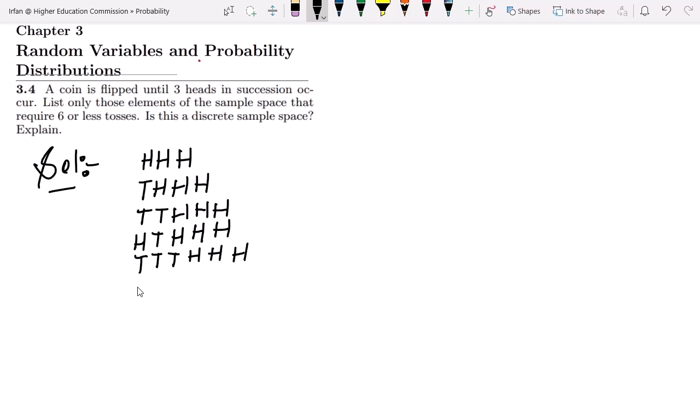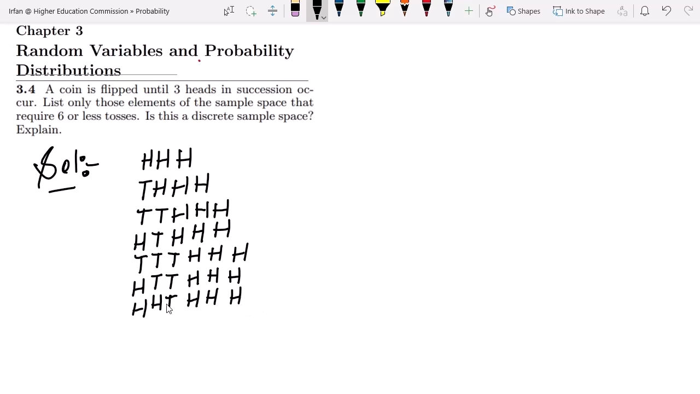Similarly now we can have heads, tail, tail, heads, heads, heads. Similarly heads, heads and then tail. And then heads, heads and heads.